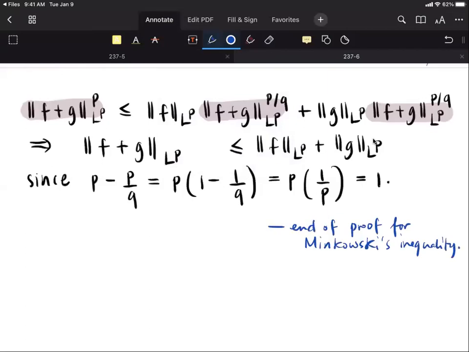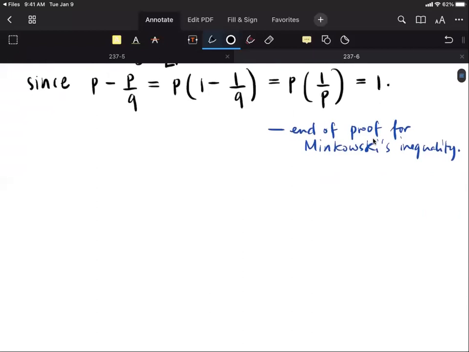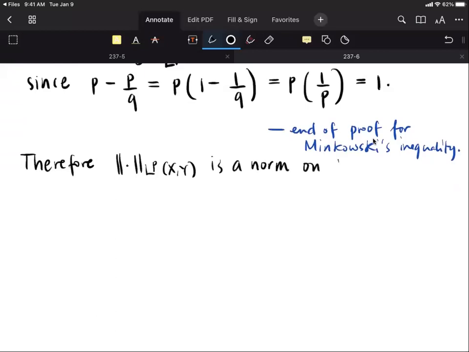So this verifies the triangle inequality, as I said. We can now conclude that, finally, this is a norm on LP, for any p greater or equal to 1, less or equal to infinity. So in the next lecture, we now show the completeness of the Lebesgue spaces.